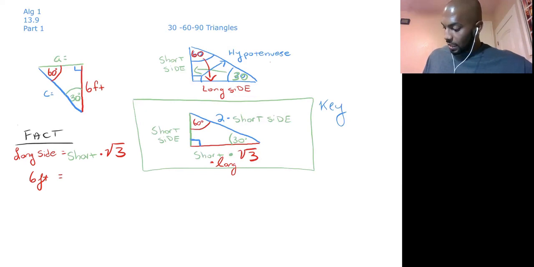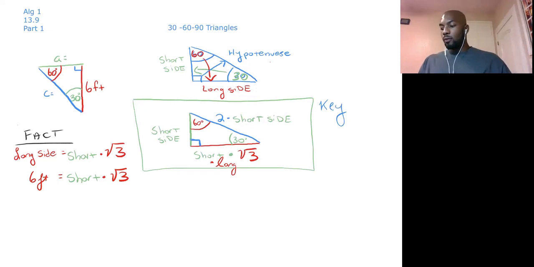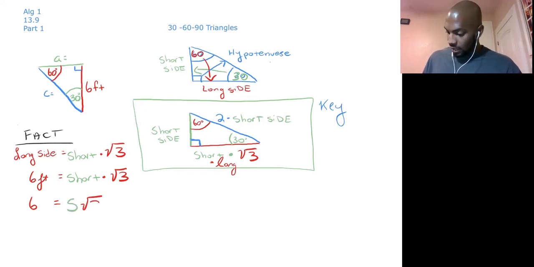So it's telling me that 6 feet is equal to some value for the short side times rad 3. Well, from what I remember about how to solve variable equations, the short is technically a variable, right? I can rewrite it: 6 equals some value for the short, for s, times rad 3. Now it looks like something I'm familiar with. Now all I'm doing is solving for s.